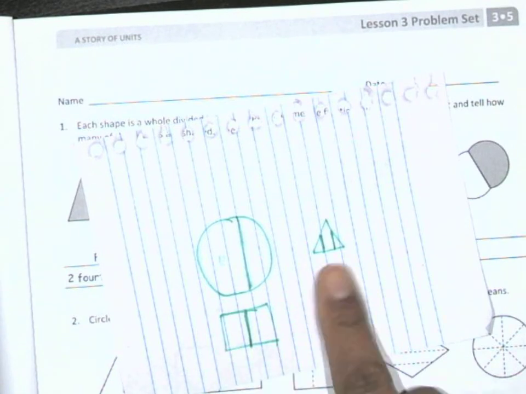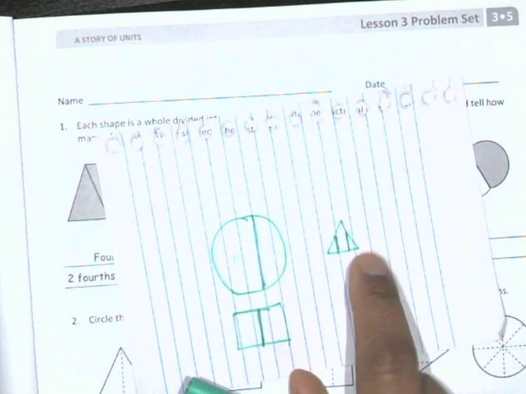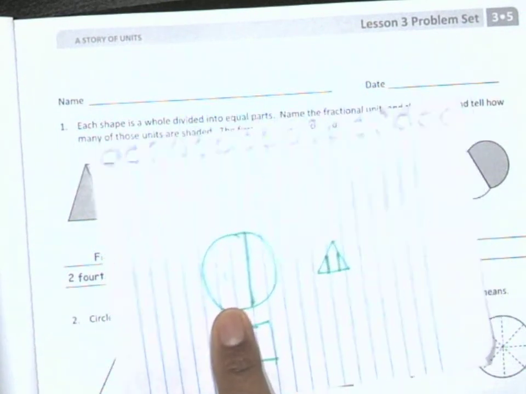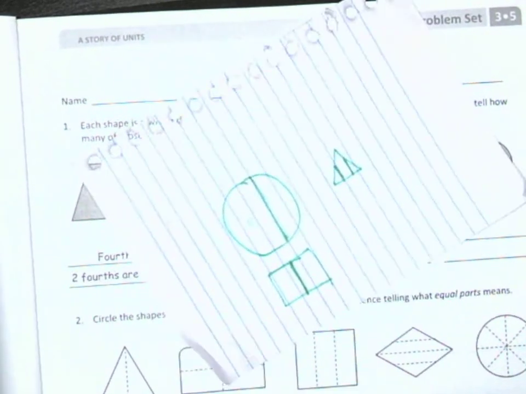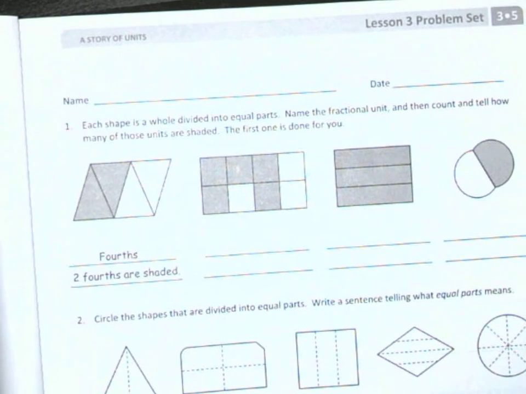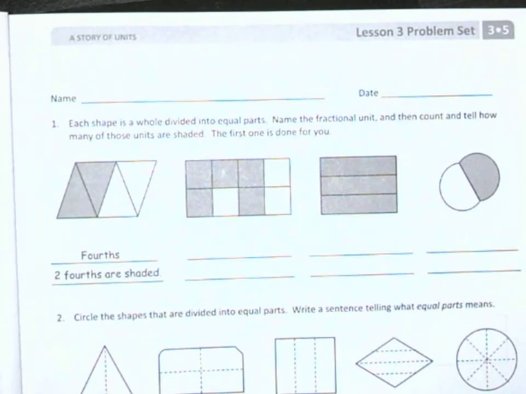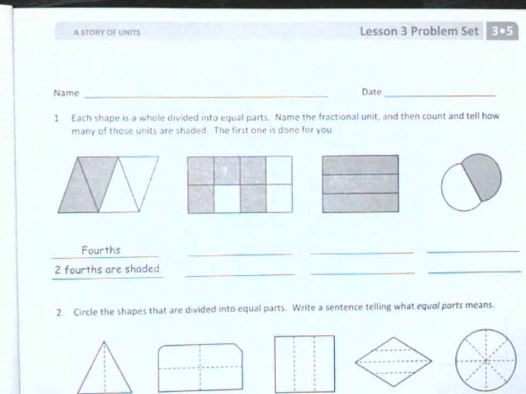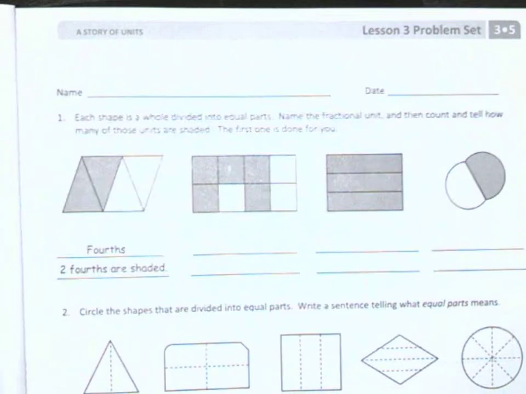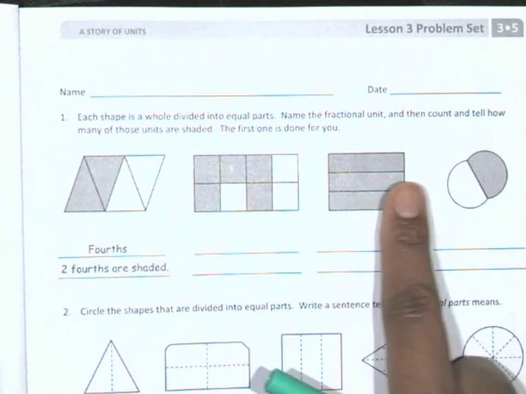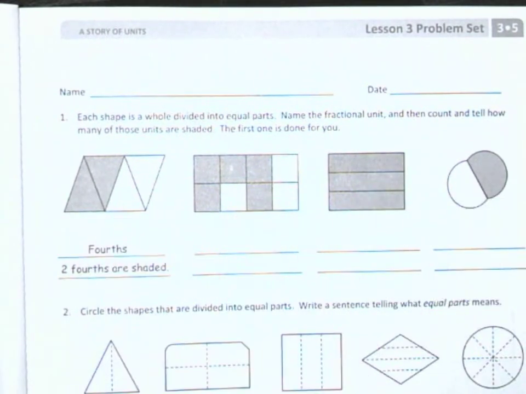Okay, if not, there's just 3 parts or 2 parts. Those are not halves because they're not split in half. Okay, here we are. So let's look at number 1. It says each shape is a whole divided into equal parts. Alright, so each of these are wholes and they have partitioned them into equal parts.